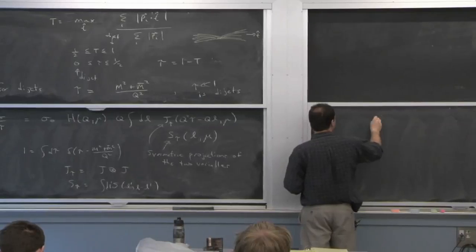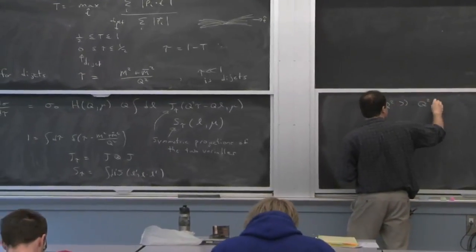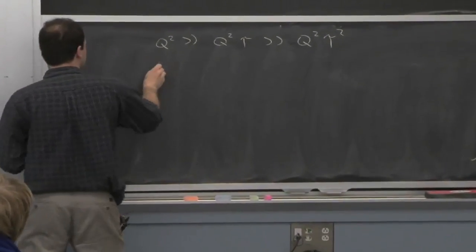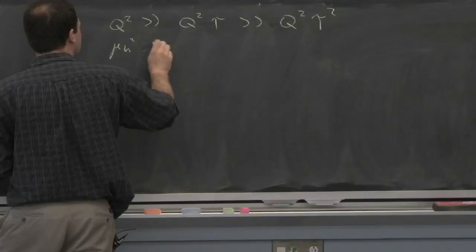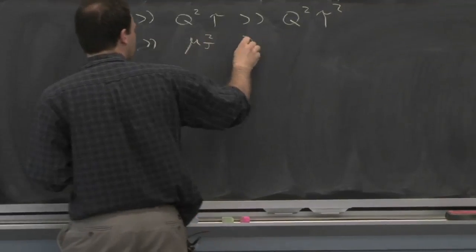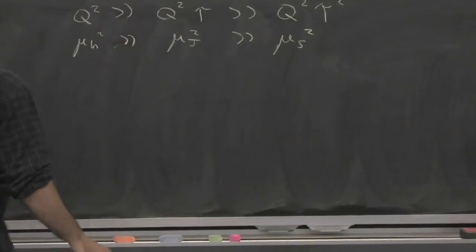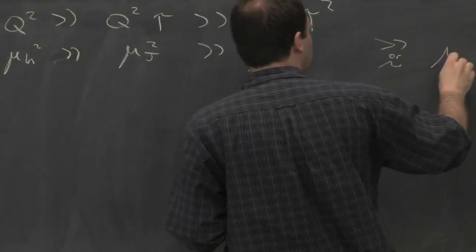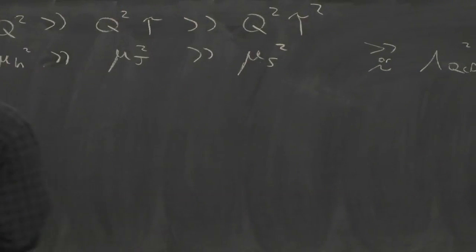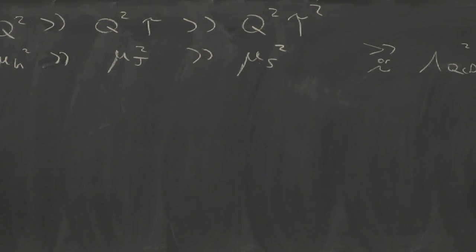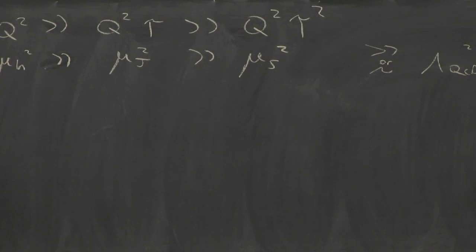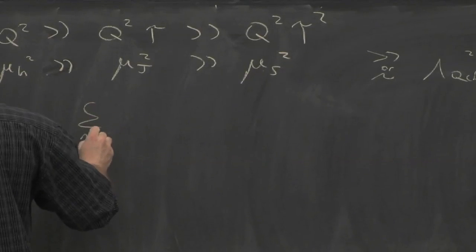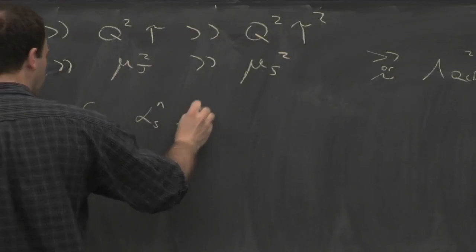All right, so in the thrust case, what we said about masses carries over to a formula like this, where mu_H squared is much bigger than mu_J squared, much bigger than mu_S squared, and then that could be much greater than or of order lambda QCD squared. And the type of terms that our factorization theorem would be able to resum if we did the renormalization group evolution would be sums of powers of alpha and logs of tau.